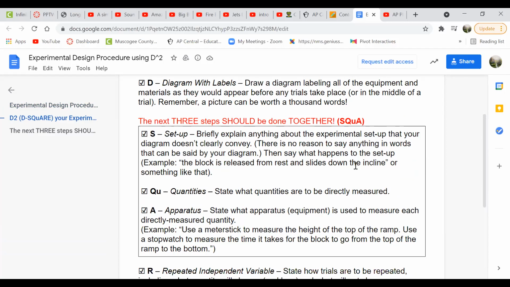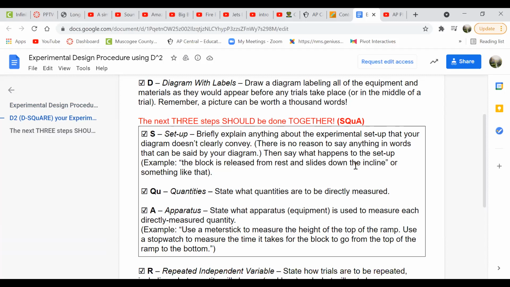Then say what happens to the setup. Example, the block is released from rest and then slides down the incline or something like that. So the idea here is that if you draw a block on a ramp, you must describe that the block is released down the ramp. Or if the block needs to move up the ramp, you must describe that the block is struck and pushed up the ramp, or that the spring is compressed and then released. Like you have to give the procedure.